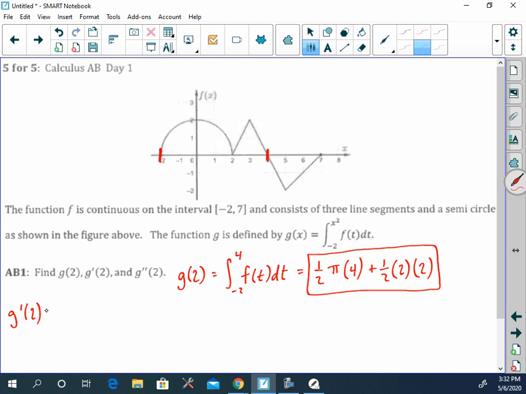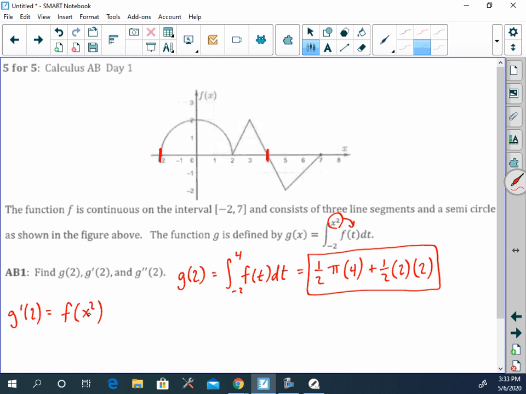Okay, first derivative at 2. This is the fundamental theorem of calculus. You find your first derivative by plugging this into the function there. So if we plug that in, we get f of x squared. And then you have to do the chain rule. So this is not just x, it's x squared.